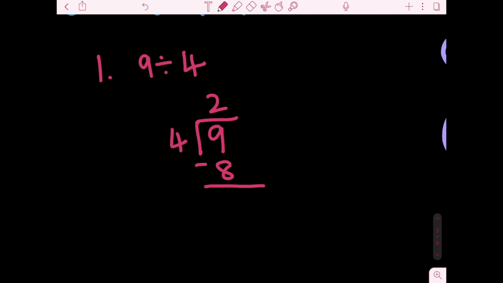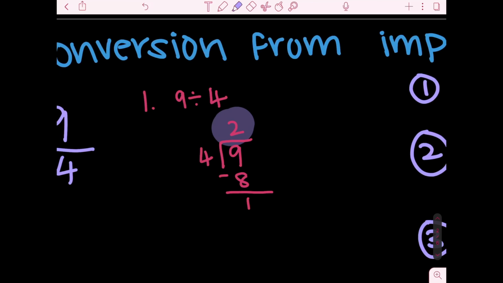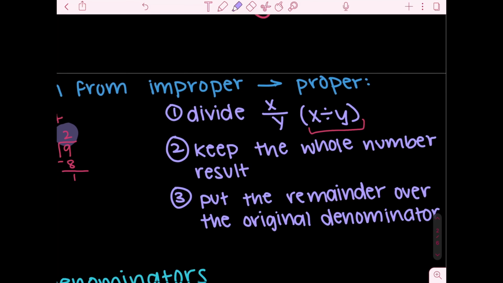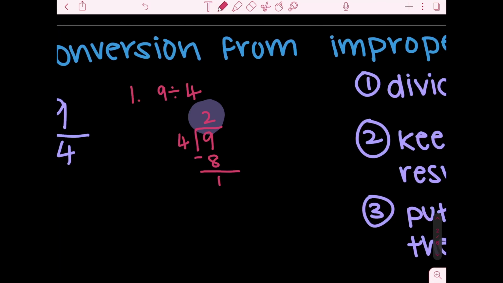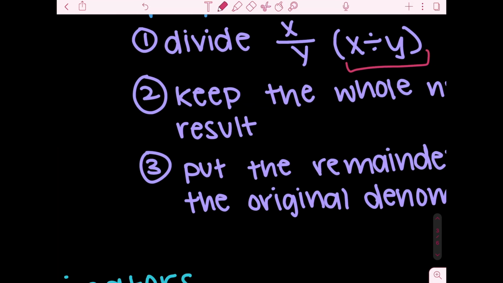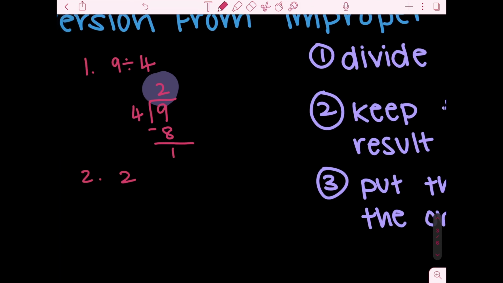And then if we subtract this, we get 1. So our whole number result is 2 in this case. Step 2 is to keep the whole number result. So what I'm going to do for step 2 is keep 2 aside. And step 3 is put the remainder over the original denominator.